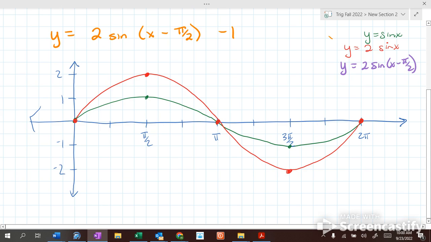What does minus pi over 2 do, Bailey? Minus pi over 2. Move it left, right, up, down, what? Moves it to the right, how far? How many squares on my graph is pi over 2? How far did I go from here to here? How many squares is that? There's 6 squares there.